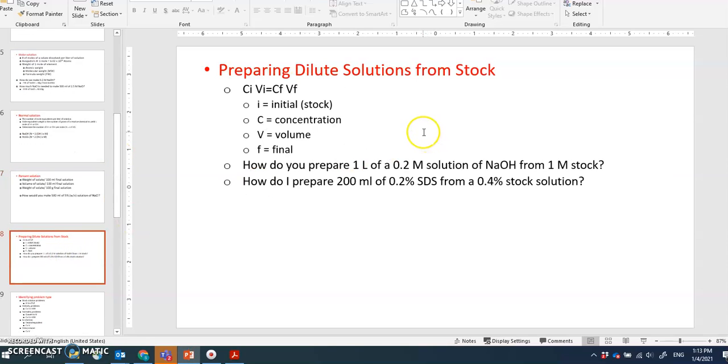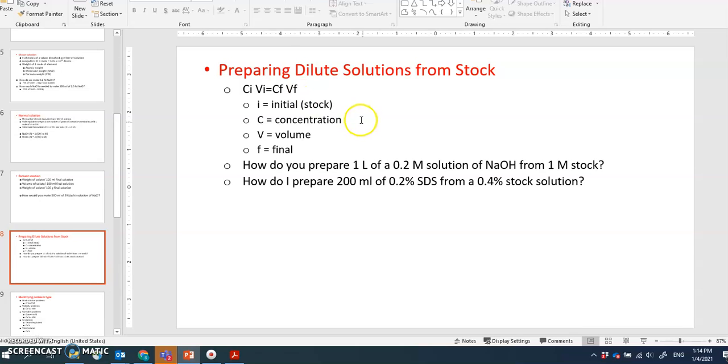And what if you are preparing a dilution from a concentrated stock solution? How do you do that? In that case, you use this equation: Ci times Vi equals Cf times Vf. In this case, C is the concentration, V is the volume, I is the initial, and F is the final. So initial concentration times initial volume equals final concentration times final volume of your solution.